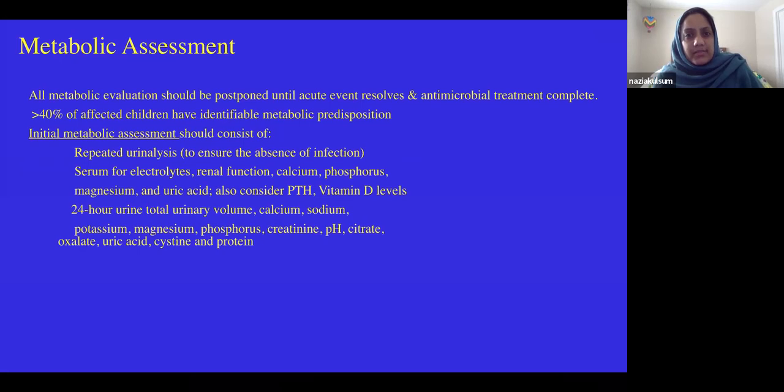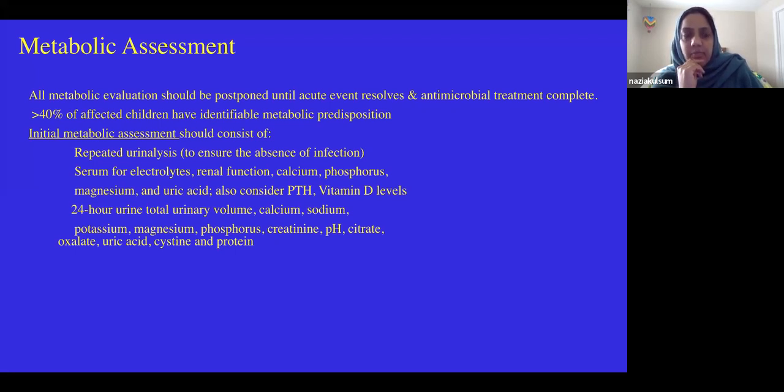And then metabolic assessment. As I said, we would postpone it until the acute event has resolved. Once this is resolved, the main thing is to first repeat the urine analysis, make sure the infection is completely cleared up if there was an infection to start with. Then you would do a basic metabolic screen that includes renal function panel, look at the electrolytes, calcium, phosphorus, magnesium, uric acid. You will also check parathyroid hormone level and vitamin D levels.